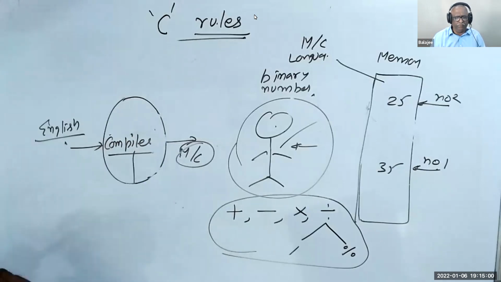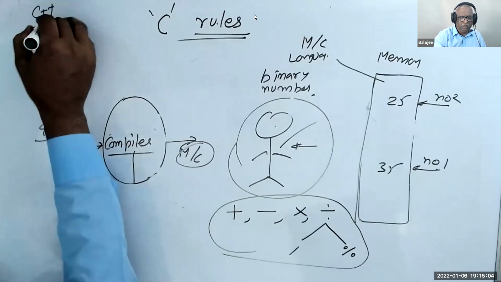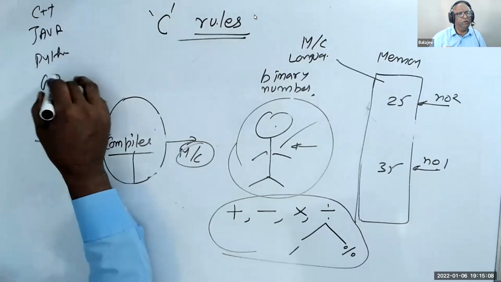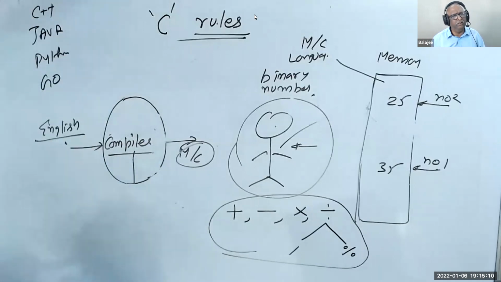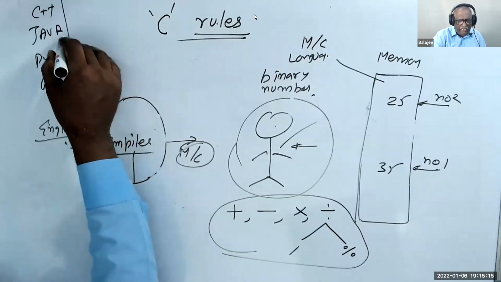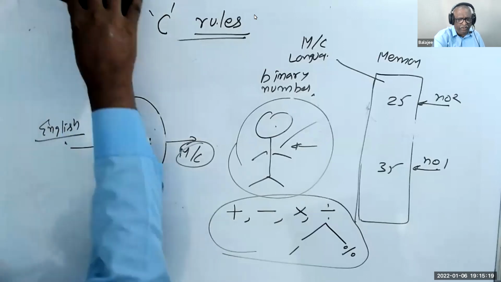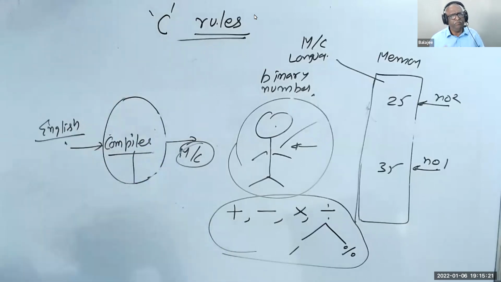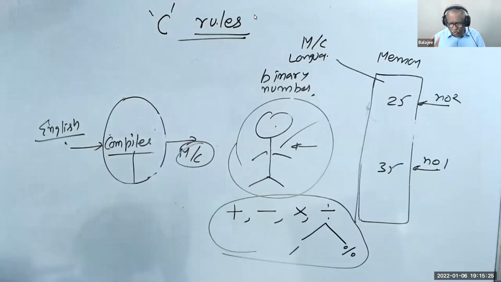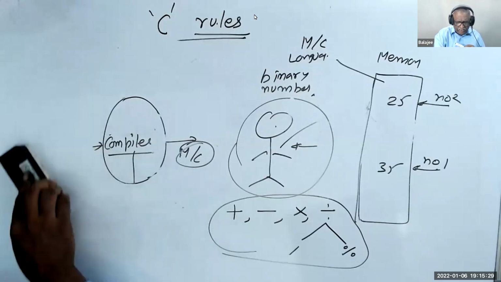So many languages came: Java, C++, Python, and Go from Google. Everybody thought all the languages would replace C. No, C is still closer to hardware. That's why, in embedded system programming, 90% of programs are still written in C. So we write in English. I write in English here.